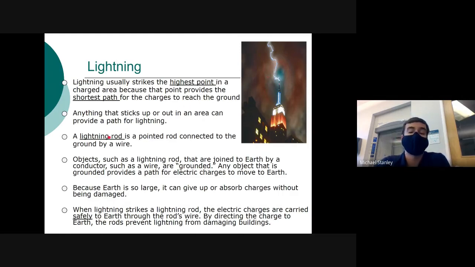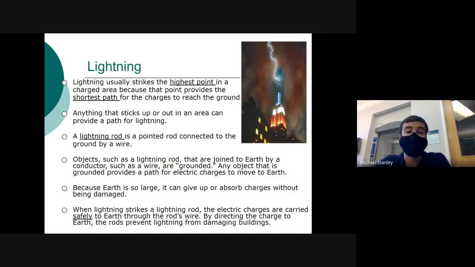So in some cases, in areas that see a lot of lightning that we're trying to not have damage the area, they make lightning rods, where we have a big rod, like even on the top of this building here, we have a lightning rod that connects to the ground that allows lightning a safe pathway from the sky down to the ground.